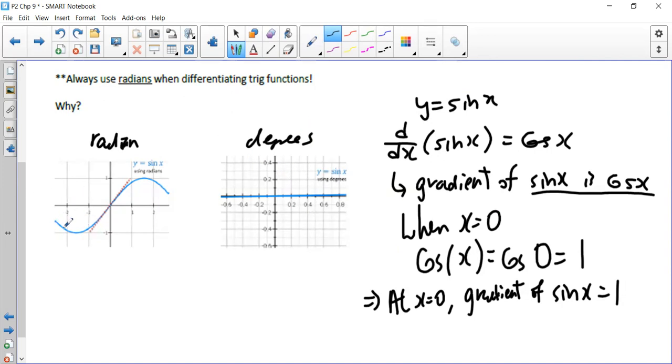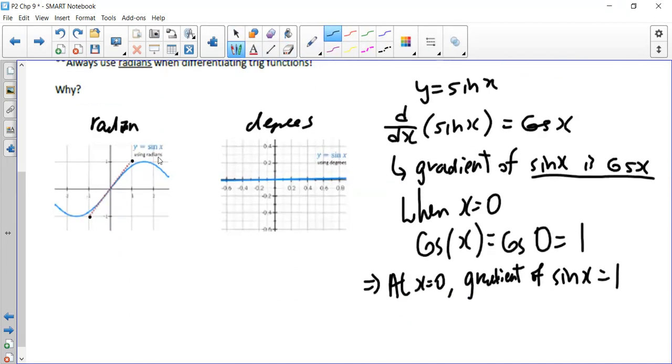So in radians, now if you look at this graph in radians, you would see at x equals 0, the gradient is a perfect line of 1. 1, 1, and minus 1, 1 means the gradient of this line is 1, and that works. However, when x equals 0, you can see this tangent line, the gradient is not 1. If the gradient is 1, you should see a line like this, the tangent, but it's not. So that's why we use the radian, okay, in differentiating trigonometry.